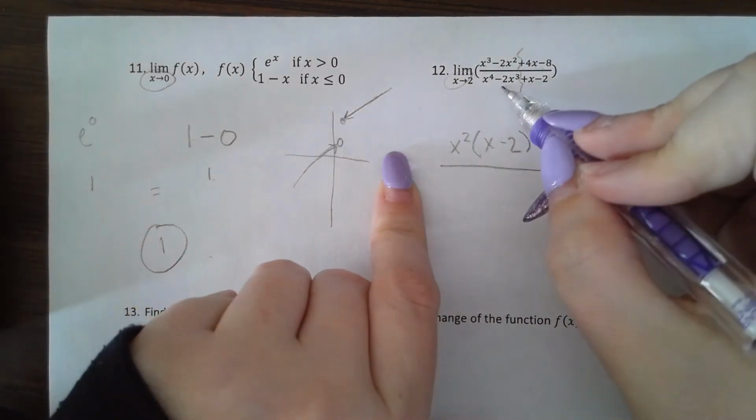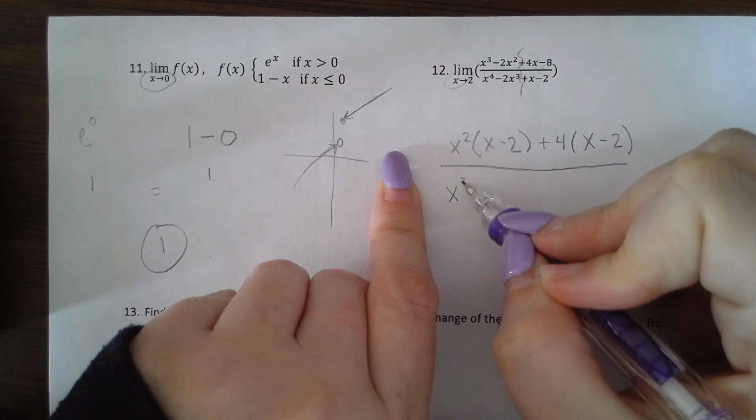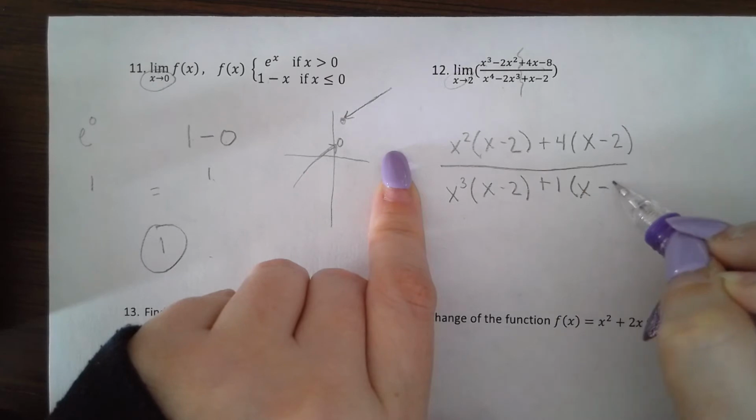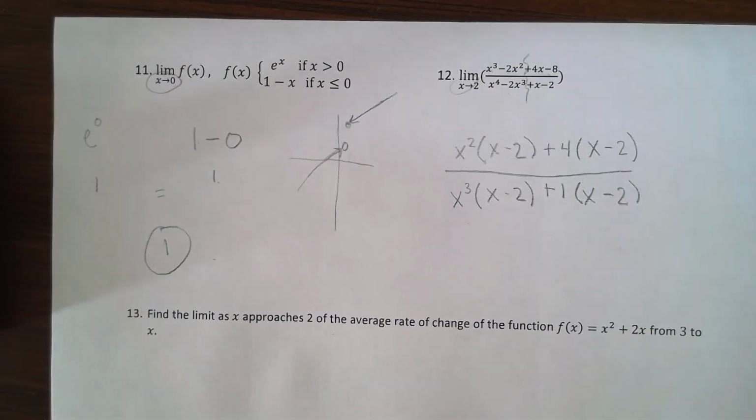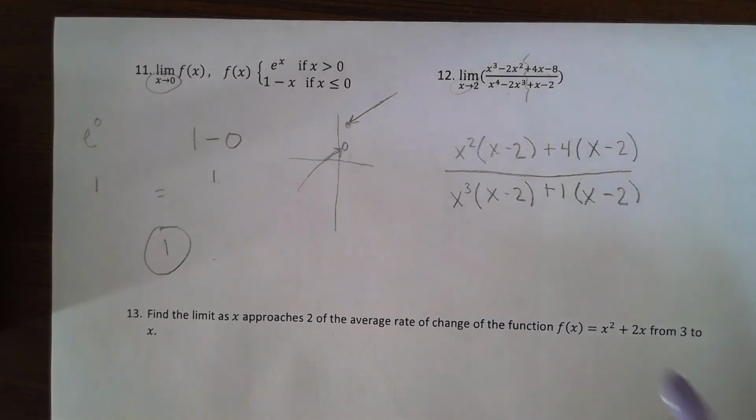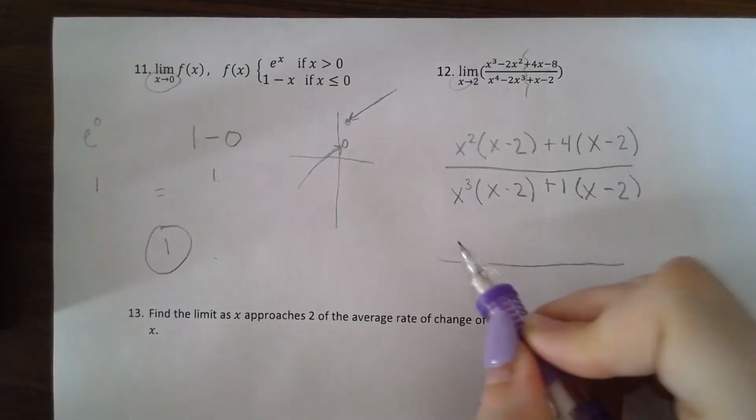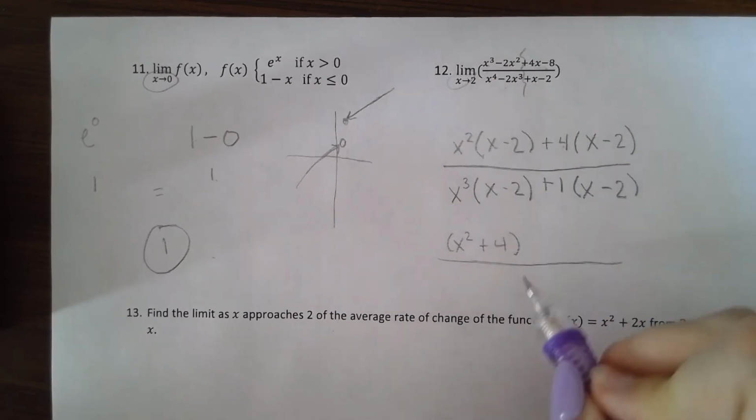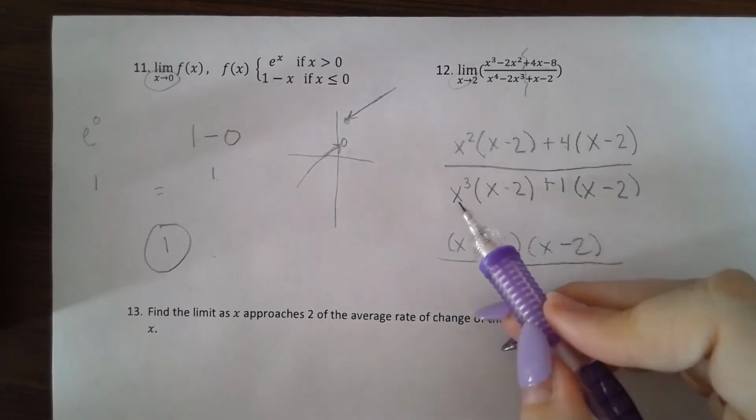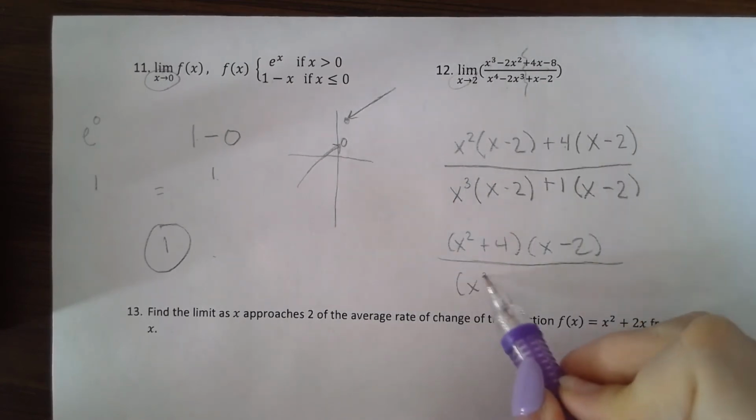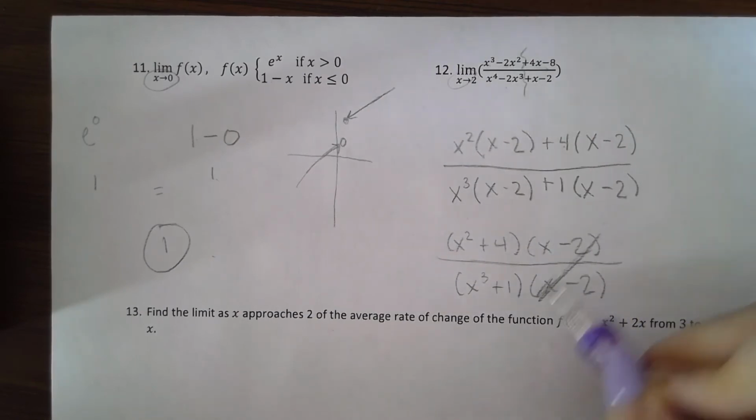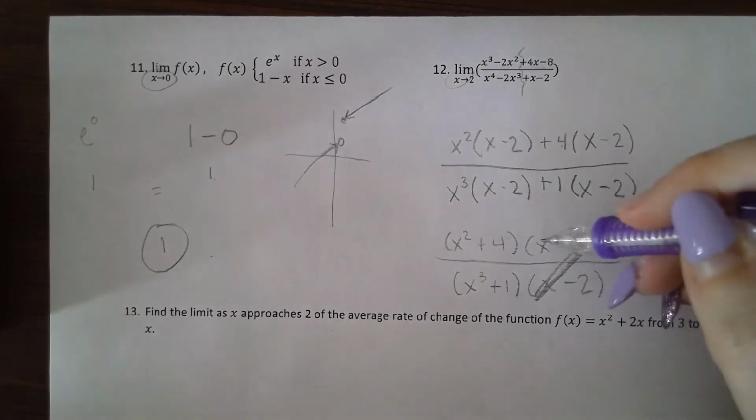On the bottom, we can factor out an x cubed, which leaves us with an x minus 2. And then we could factor out nothing, so we're factoring out a 1, which leaves us with x minus 2. All right, remember, this is factor by grouping. So then that means that we have x squared plus 4, and then x minus 2, and then x cubed plus 1, and then x minus 2. So then we can see there's a hole at 2, so that's why they get crossed out there.